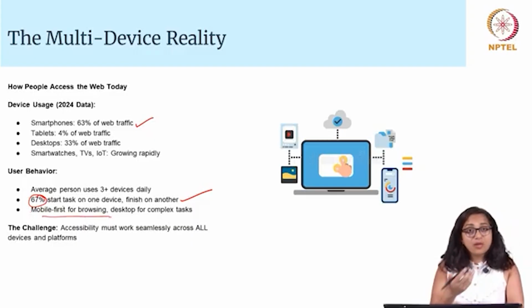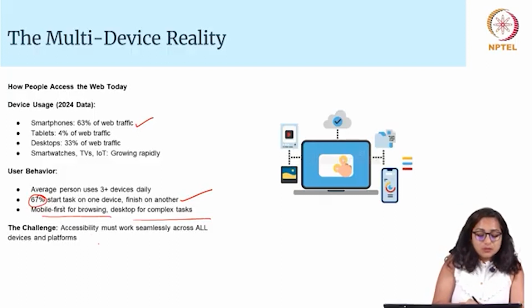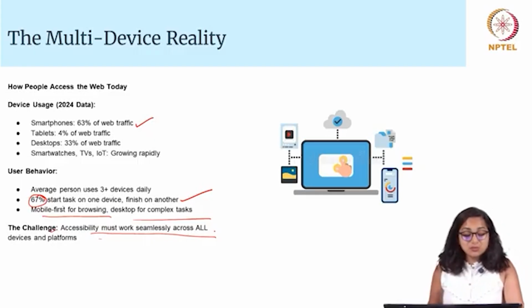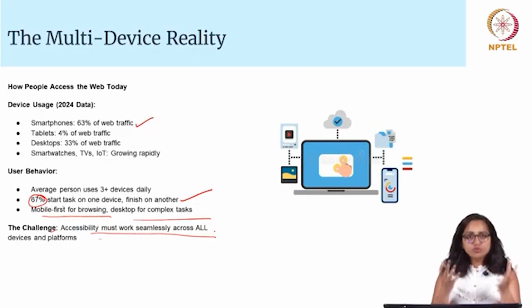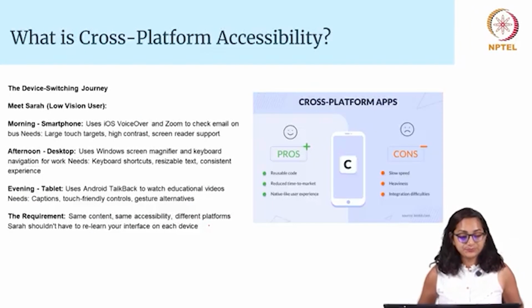So, mobile first for browsing, or desktop for complex tasks, or the other way around. The challenge is that accessibility must work seamlessly across all devices and platforms. This is very important. Most of the products today are web based, portal based, and even the applications are not storing data on your device, they are storing data on the cloud. So all of those things matter when we are talking about accessibility and cross-platform robustness.